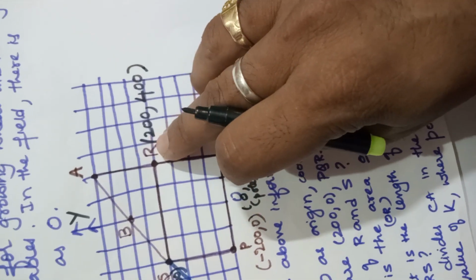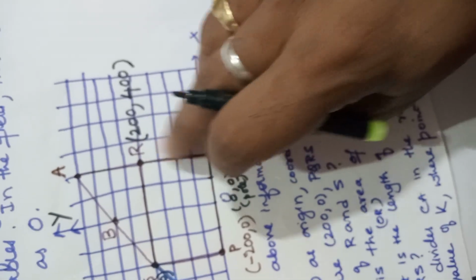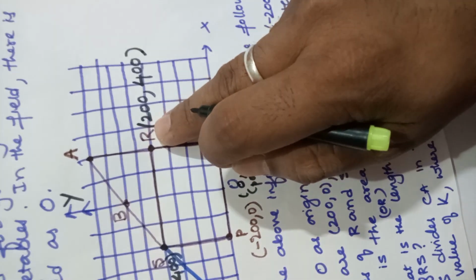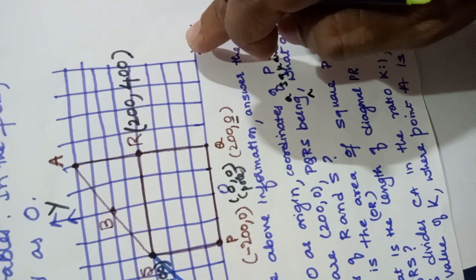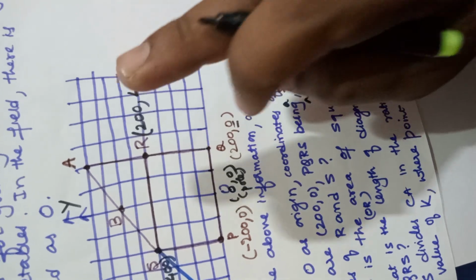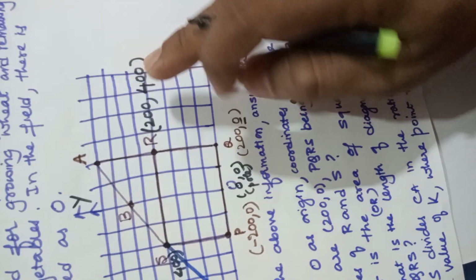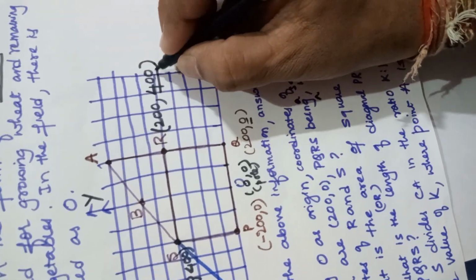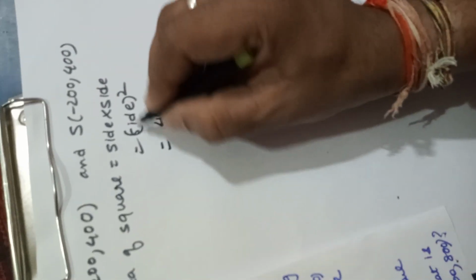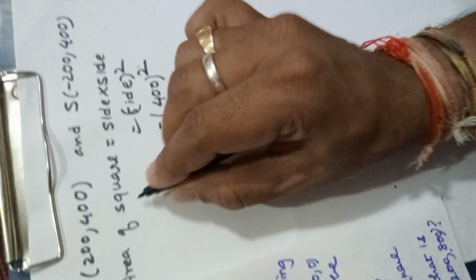Now what is the length of QR? QR is representing the perpendicular distance of the point R from the x-axis. The perpendicular distance of a point from the x-axis is called ordinate. So what is the ordinate here? The ordinate of point R is 400. In this way we can say that the value of the side is equal to 400, and it needs to be squared to find the area of the square.